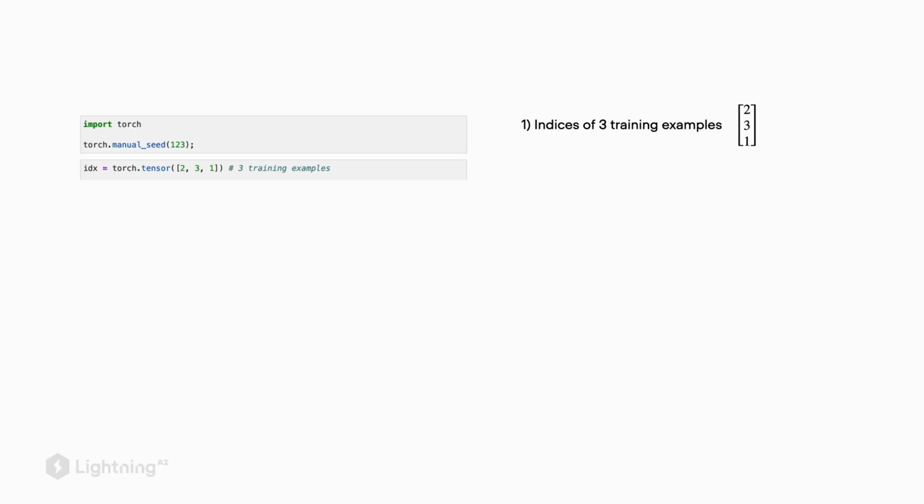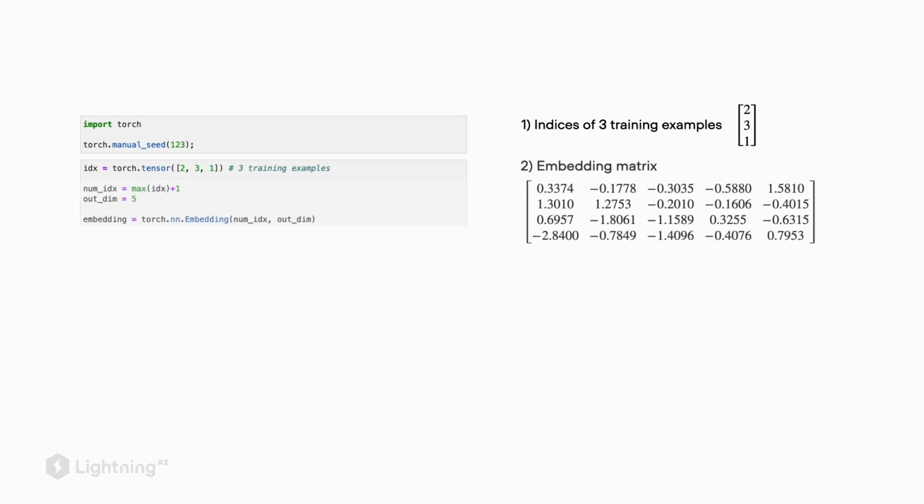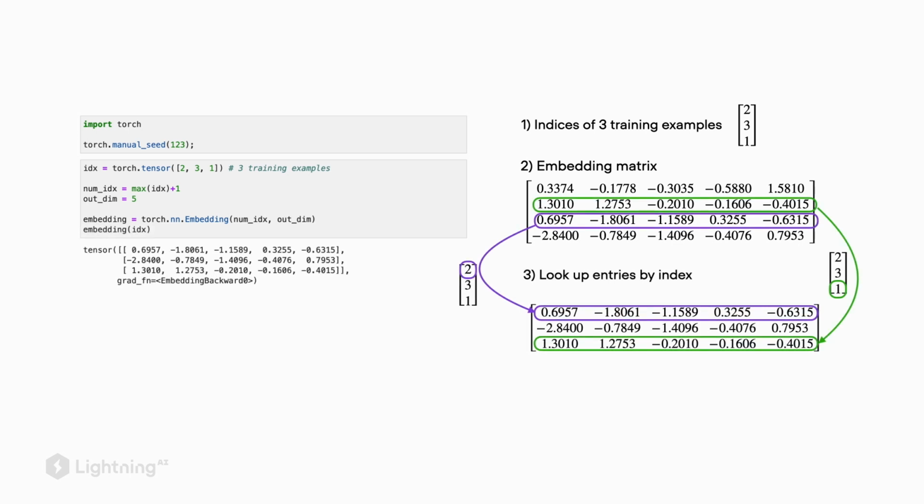Since this was a bit fast, let's summarize this process step by step. We start with the 3 training examples, which we represent as indices here. Then we construct the 4 × 5 embedding matrix, where the number of rows corresponds to the number of indices. The embedding matrix has 5 columns, since we specified that we want embedded vectors with 5 dimensions. And then we use this weight matrix, the embedding matrix, to do a simple lookup based on the index positions to obtain the encoded vectors. So this is in a nutshell how the embedding layer works.